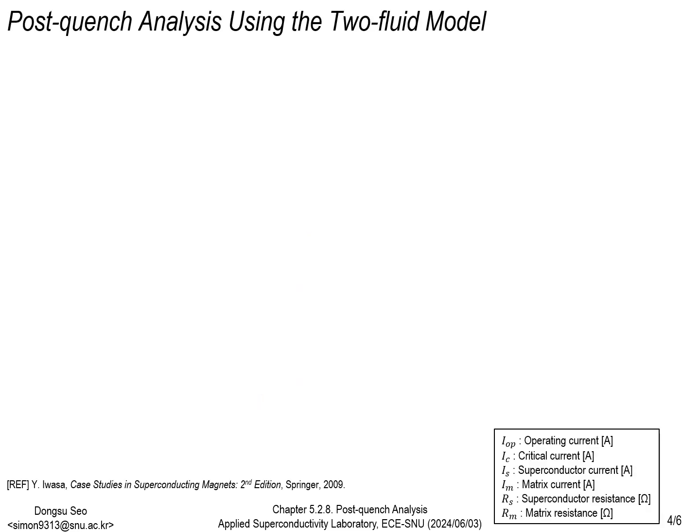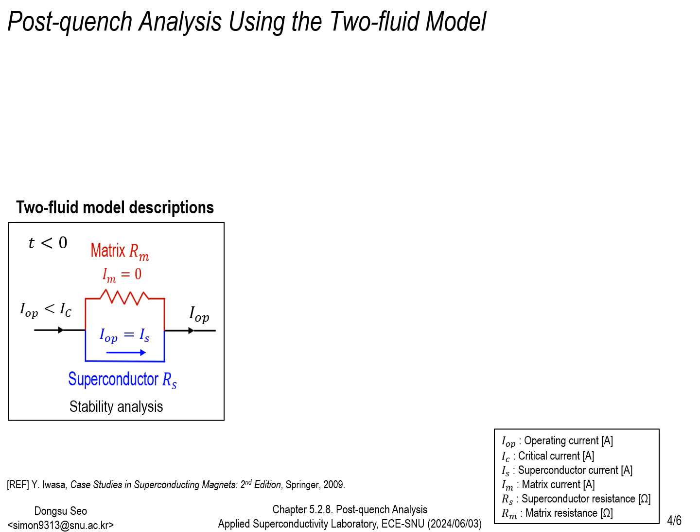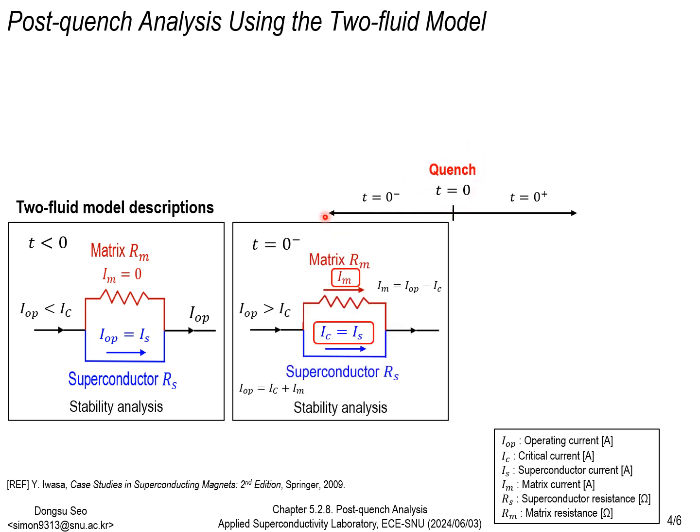In the stability chapter, we have already defined that the whole operating current flows into a superconducting layer in the stability analysis, and this is the moment when the superconductor is operating without problem. If we define the quench event as occurring at t equals 0 time, the composite superconductor is still in the stability analysis, and current flows through both the matrix and superconductor even though the operating current is larger than the critical current. This situation occurs right before the quench event, and we have already discussed it in the previous chapter.